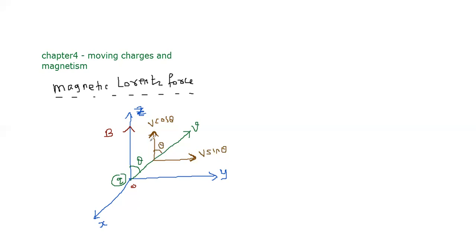So the magnetic field is in the z direction? Yes, correct. That force depends on three factors. Number one, the magnetic field B, the amount of magnetic field. With a very high magnetic field, there is a lot of force. With less magnetic field, less force.